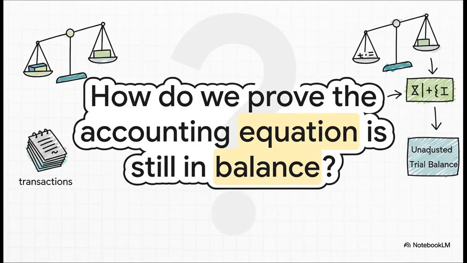So let's recap. We've got the essential building blocks. We know the players, the rules, and the vocabulary. We even know how to record individual transactions. But after a company goes through a whole month with maybe thousands of transactions, how can we possibly be sure that our fundamental law, assets equals liabilities plus equity, is still in balance? How do we check our work? Well, that first big test is called the unadjusted trial balance.